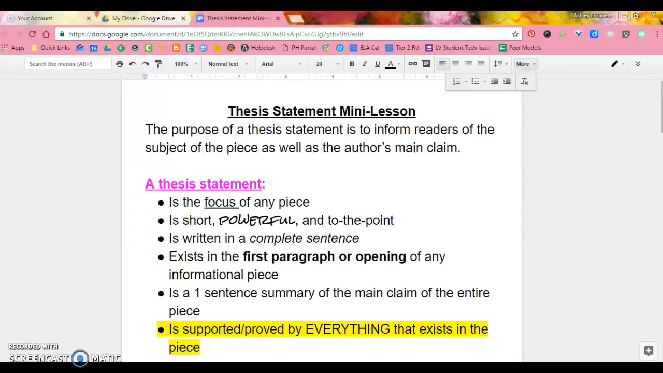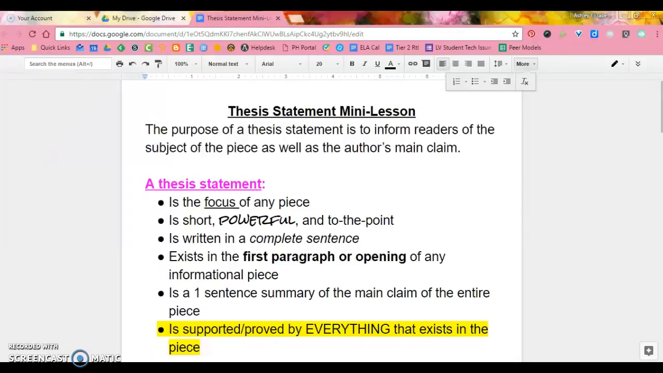The words that you choose for a thesis statement are extremely important, and they need to reflect exactly what you're trying to say. A thesis statement is written in a complete sentence. Everything that you have in your piece should be, but it's for sure in a complete sentence.